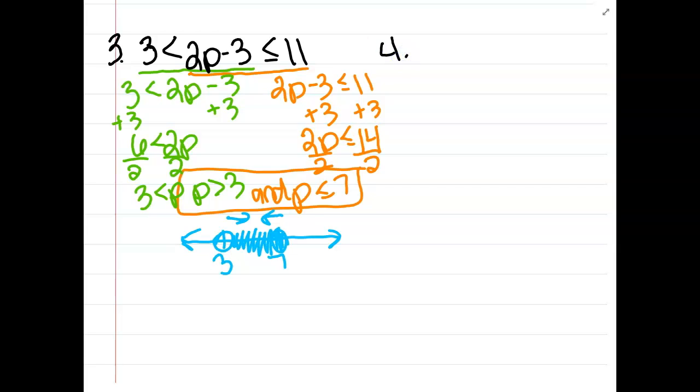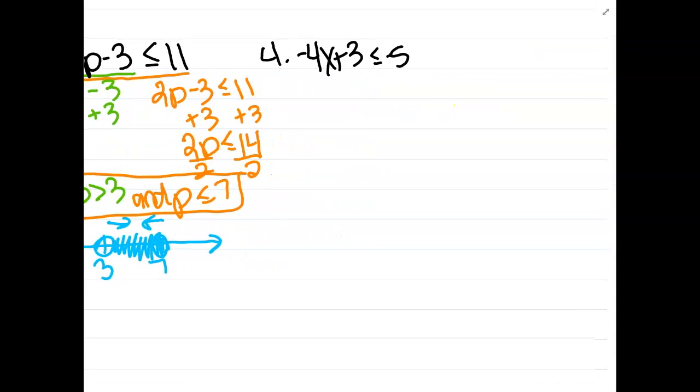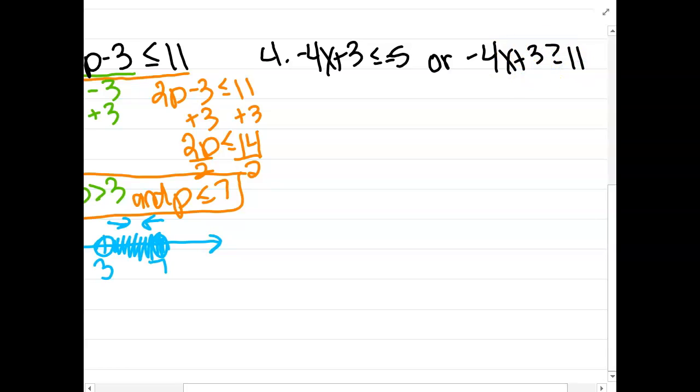Okay? Number 4, negative 4x plus 3 is less than or equal to negative 5, or negative 4x plus 3 is greater than or equal to 11.